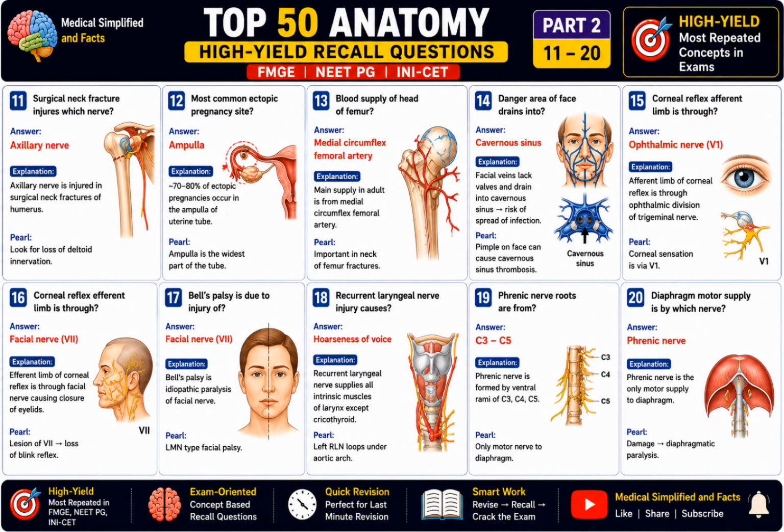Question 19. The phrenic nerve arises from which roots? Answer: C3 to C5. It's formed by the ventral rami of these roots and is the only motor nerve to the diaphragm. Question 20. The diaphragm's motor supply is by which nerve?